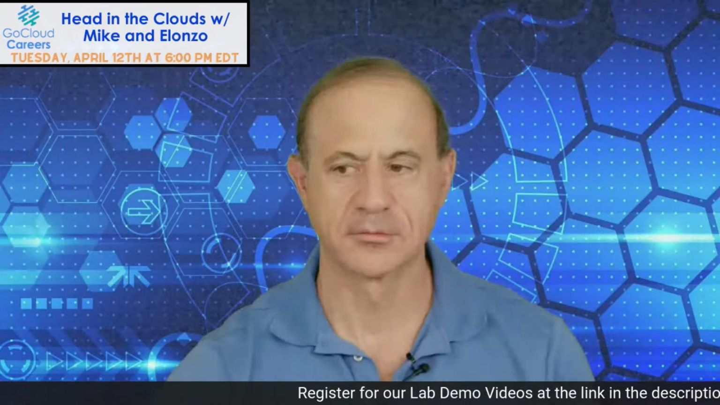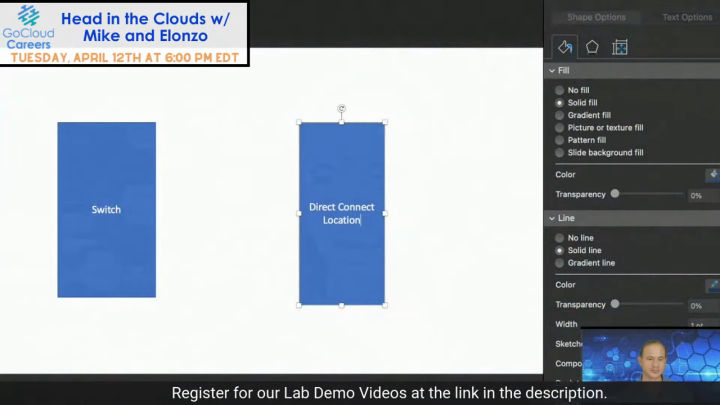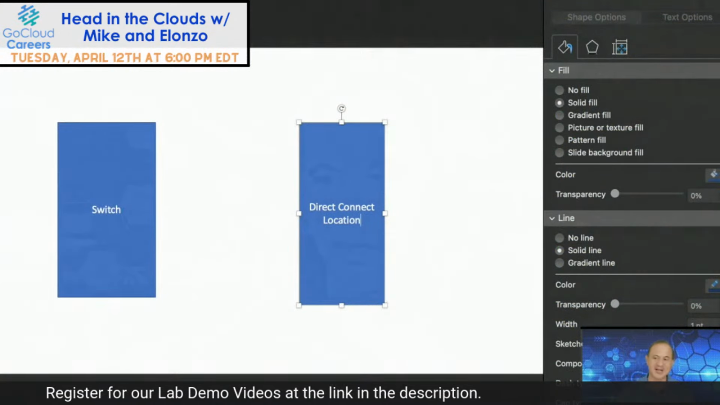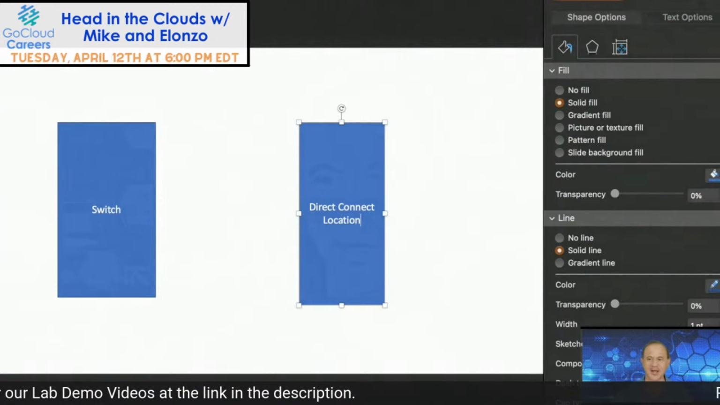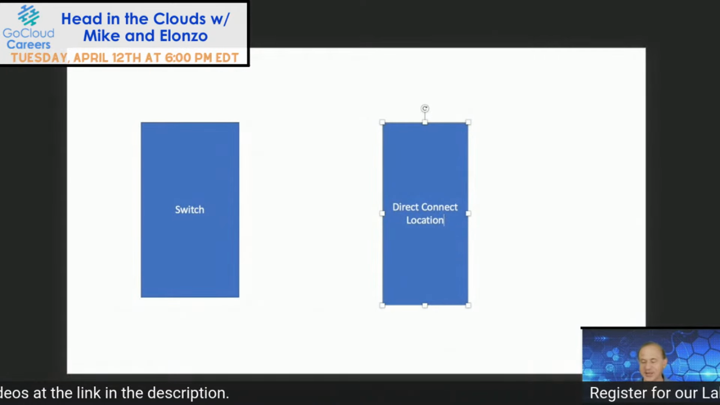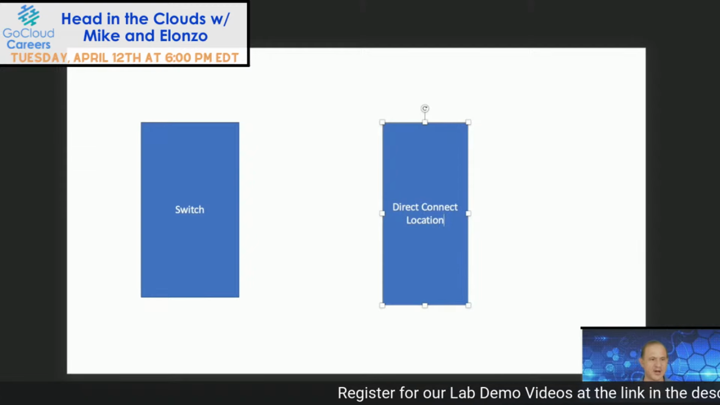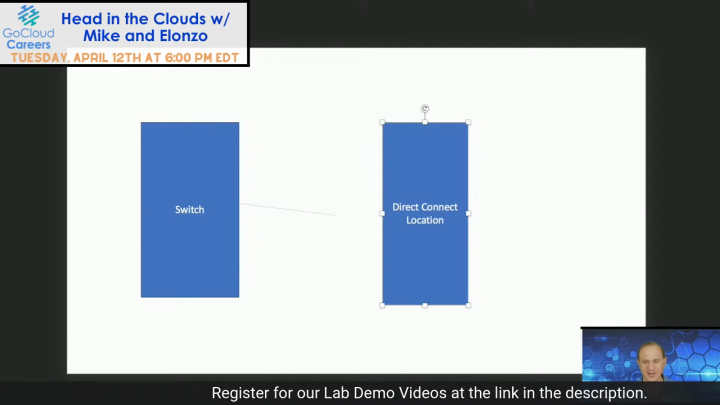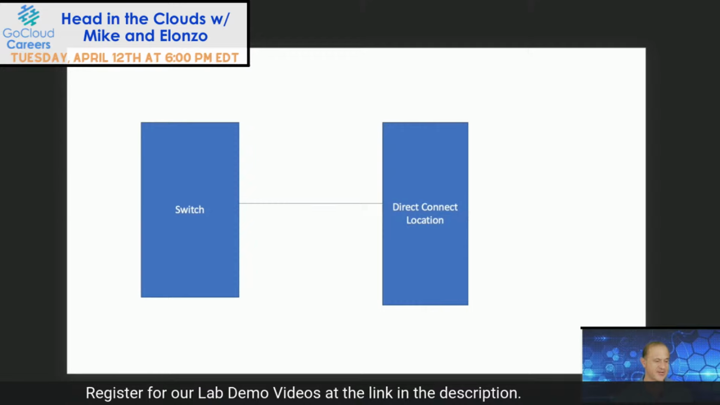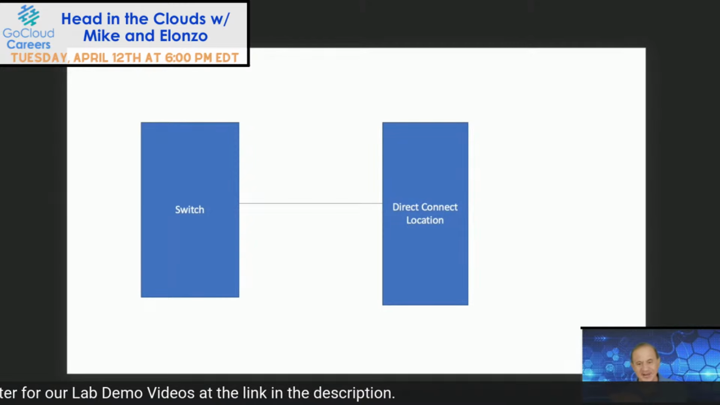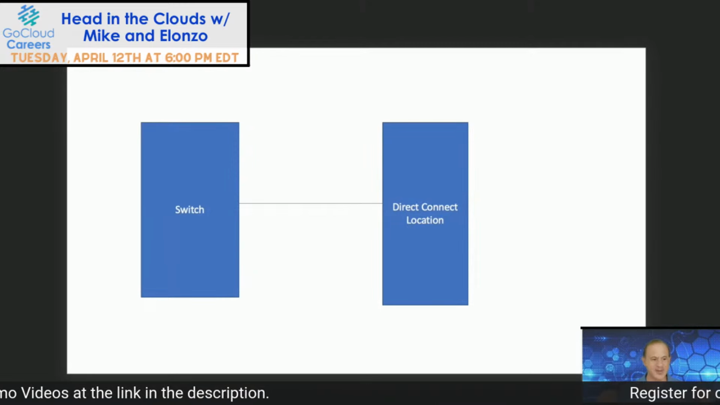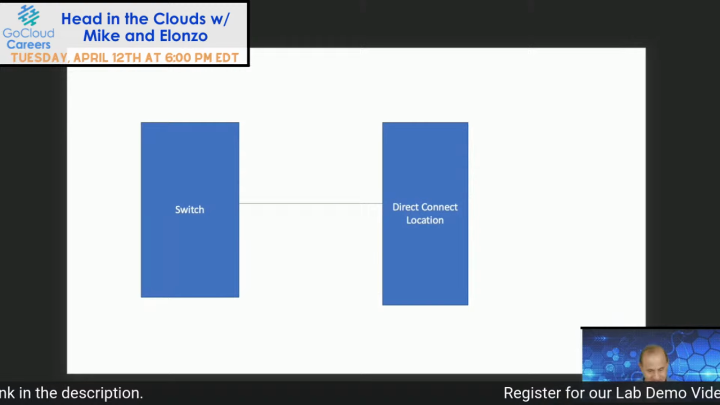Mike, we can't see your screen. Oh, thank you. So let's say I've drawn two boxes over here. In box one, we've got a box that says switch. In box two, we have a direct connection location. Okay, so now let's put a gigabit Ethernet link between them. Everybody in the chat box, I've got a gigabit Ethernet direct connection. How much bandwidth do I have on a gigabit Ethernet link?